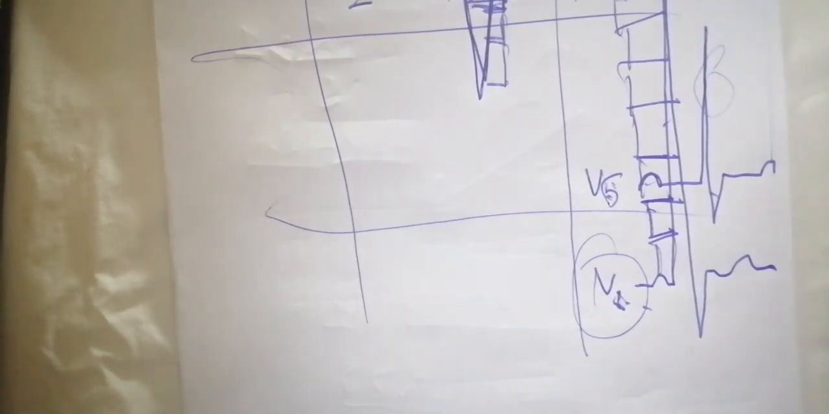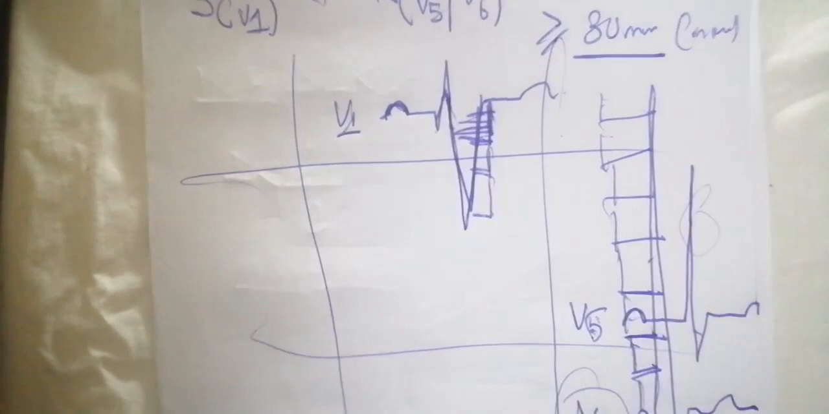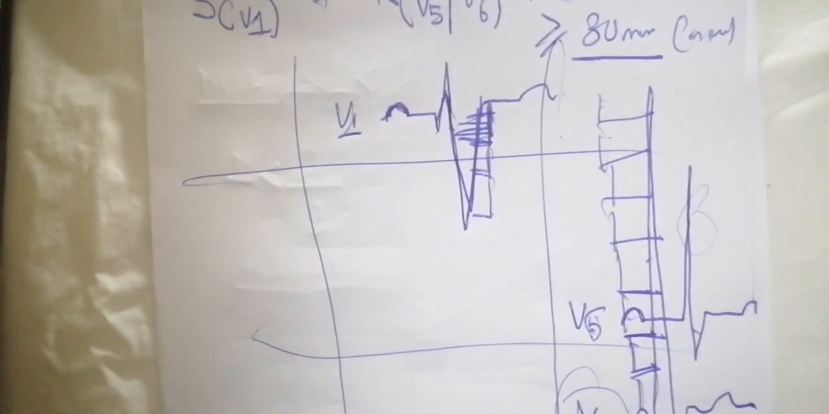The next one is going to be the Cornell criteria that they're going to see at the level of the comments. Is it clear? So those are the different criteria to visualize the left ventricular hypertrophy.